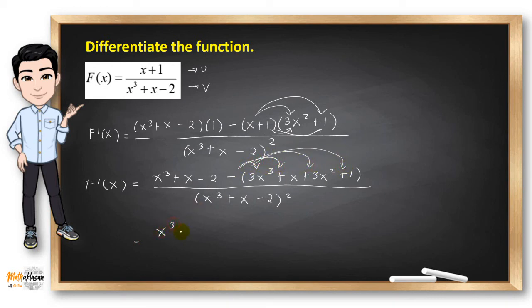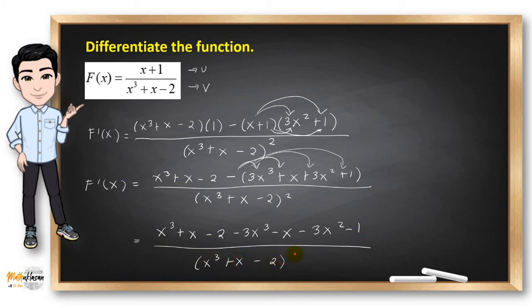So, x cubed plus x minus 2, ito magiging minus 3x cubed. Ito plus x magiging minus x. Itong plus 3x squared magiging minus 3x squared. At ito, syempre, magiging minus 1. All over x cubed plus x minus 2 squared again. Ayan. So, aling mga common terms dito? X cubed tsaka minus 3x cubed dito. So, x cubed minus 3x cubed is equal to negative 2x cubed.